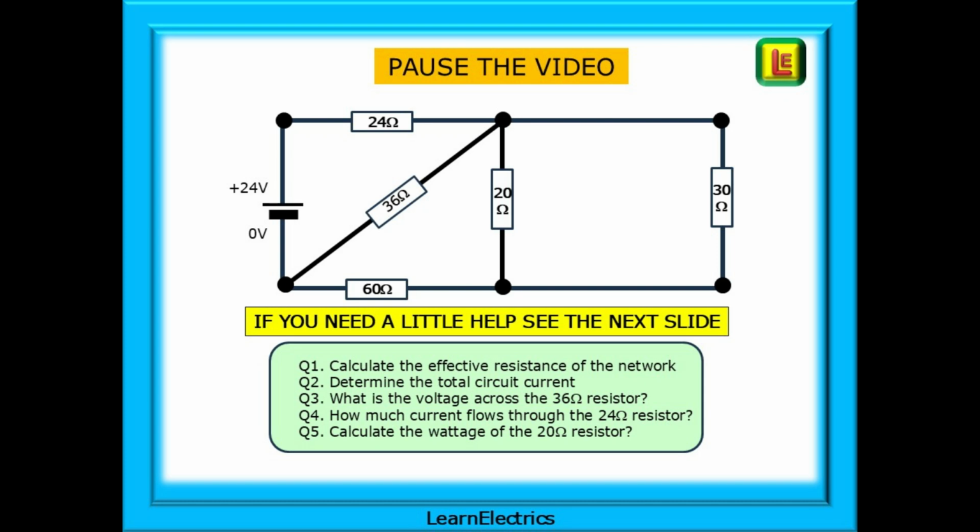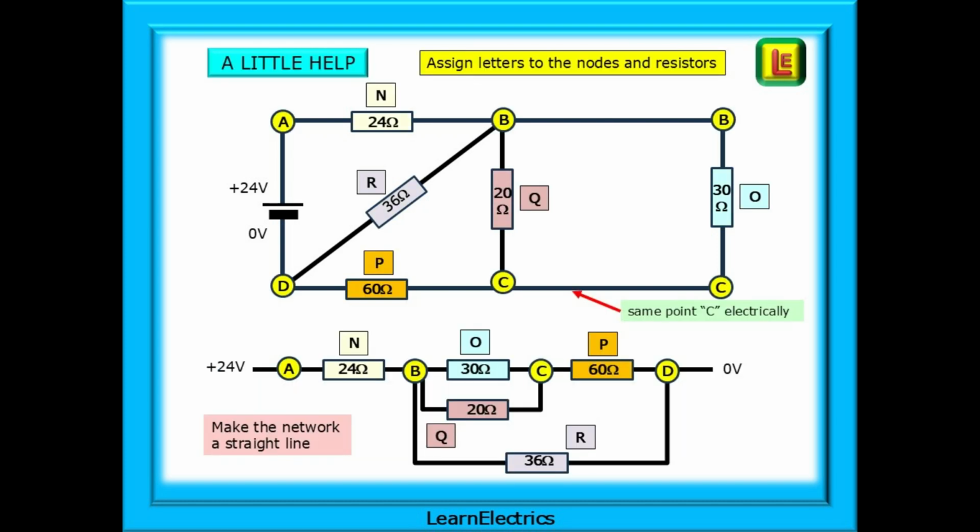Assign letters to each of the nodes and resistors. The nodes marked B are the same point electrically. There is only one node B. The nodes marked C are again the same point electrically. There is only one node C.